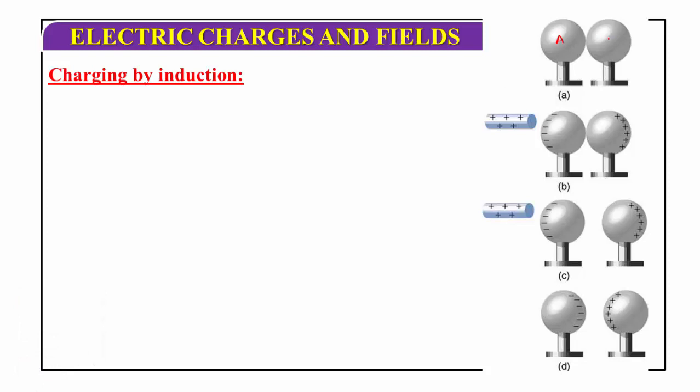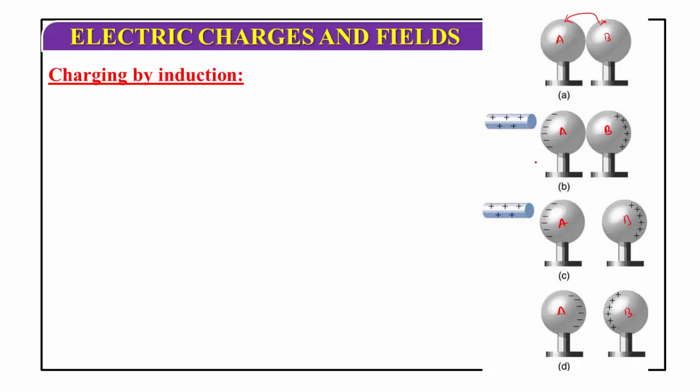Now I consider this is the body A and this is the body B. Here these are the two uncharged good conductors, or metal spheres. Here, we bring two metal spheres A and B, supported on insulating stands, in contact with each other. Initially they are uncharged spheres.